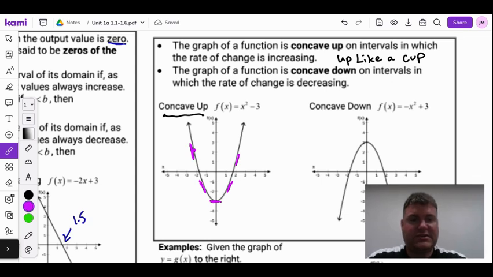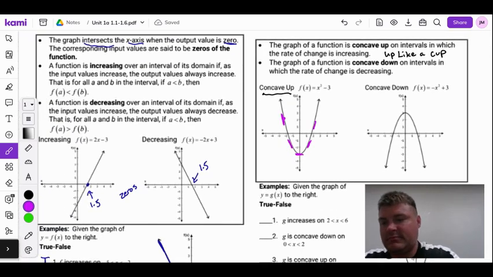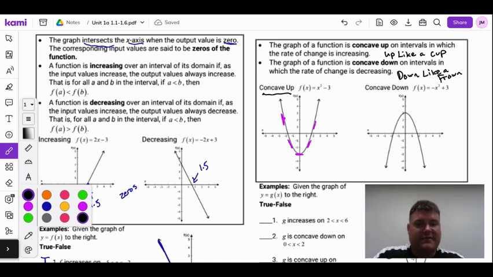Now, the rate of change is decreasing, or concave down, when we look like a frown. So this will be down like a frown. So this is when our rate of change is decreasing. So here we're very positive, we're less positive, we're zero, we're negative, we're more negative. So we're concave down, really down like a frown is the way to remember it. But if our rate of change is decreasing.